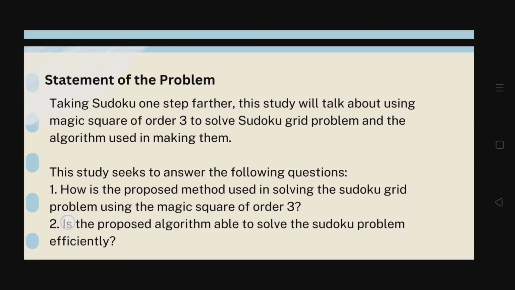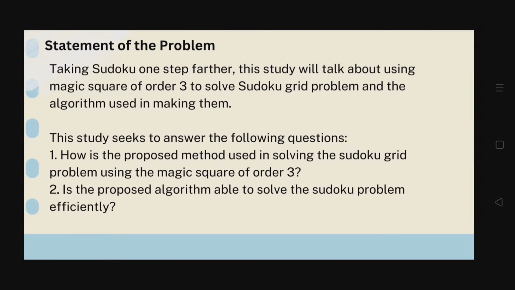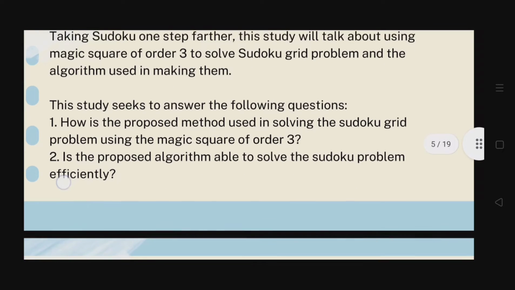This study seeks to answer the following questions. Number 1, how is the proposed method used in solving the Sudoku grid problem using the magic square of order 3? Number 2, is the proposed algorithm able to solve the Sudoku problem efficiently?